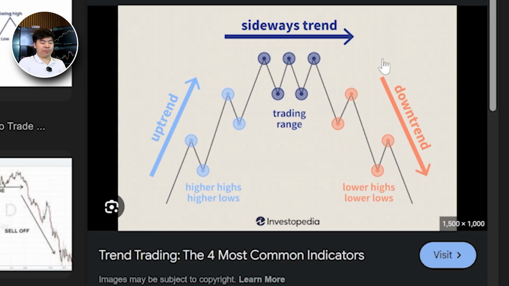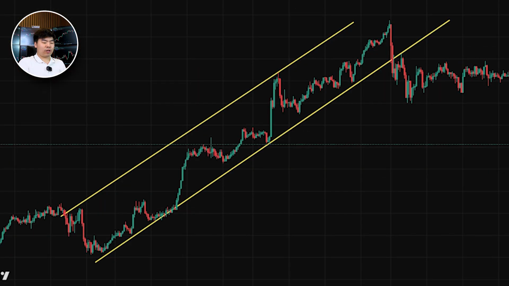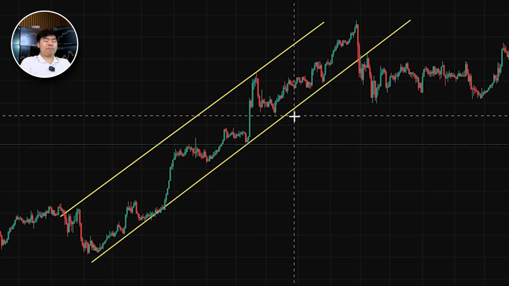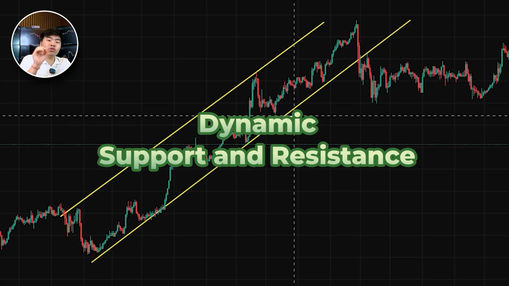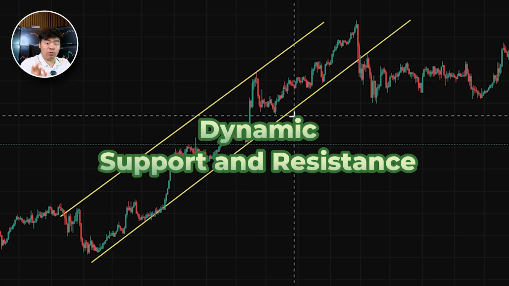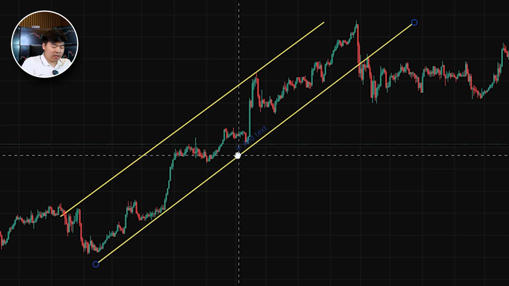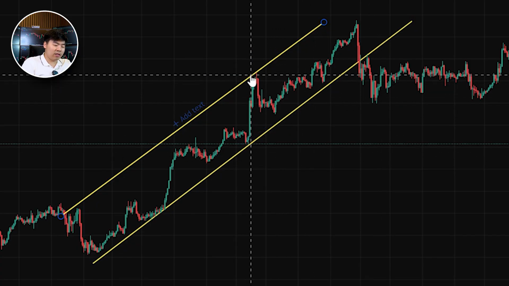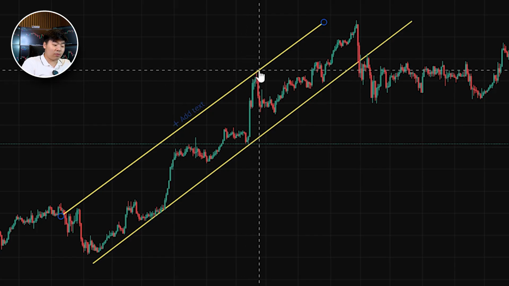This is a very good representation of what an uptrend or downtrend is. You can check it also here. Okay, this is an uptrend. So how do you know that a market is currently in an uptrend, downtrend, or sideways trend? First, you need to draw what's called dynamic support and resistance. You need to draw that. As you can see, this yellow line is our dynamic support, and this one is our dynamic resistance.